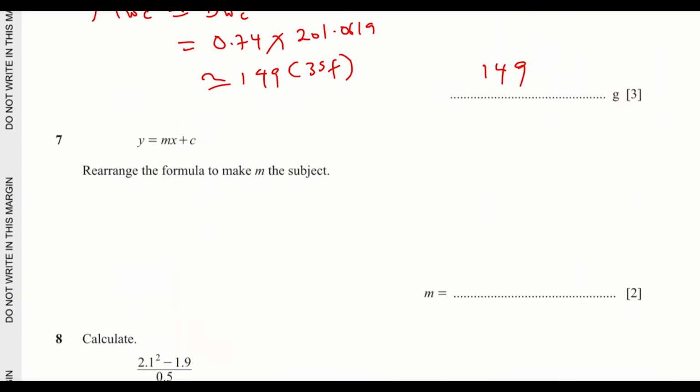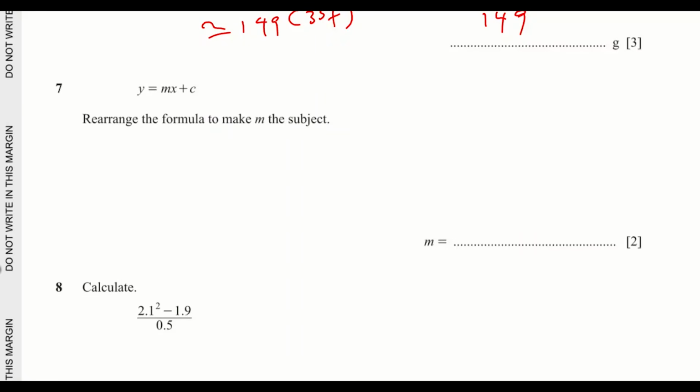Question 7. y is equals to mx plus c. Rearrange the formula to make m the subject of the formula. So what you need to do is subtract c from both sides. That is minus c here, minus c here. So this will give us y minus c equals to mx, as this c will cancel this c here.